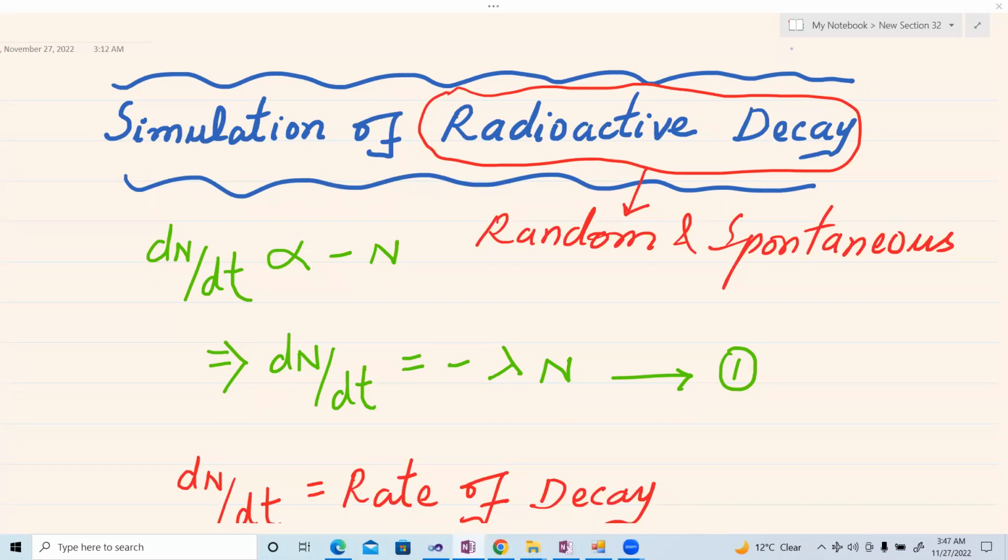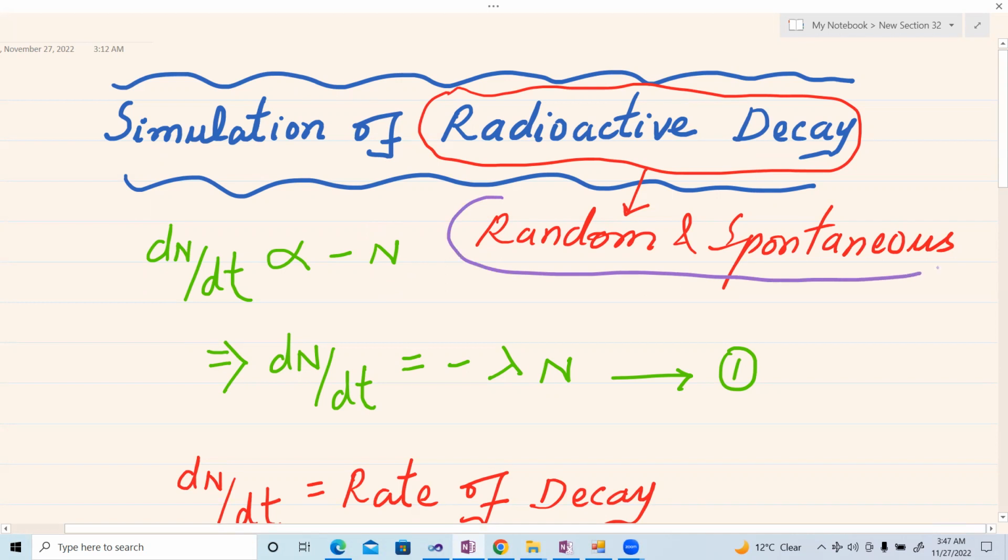Okay, students, today's topic is simulation of radioactive decay process. Here in the case of radioactive decay process, N is the number of radioactive nuclei present at any time t, and these radioactive nuclei can decay randomly and spontaneously.